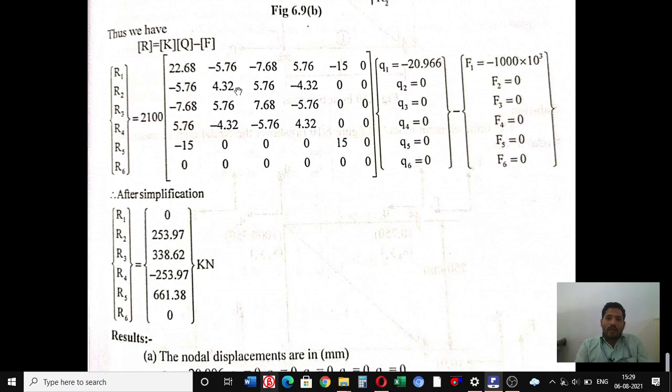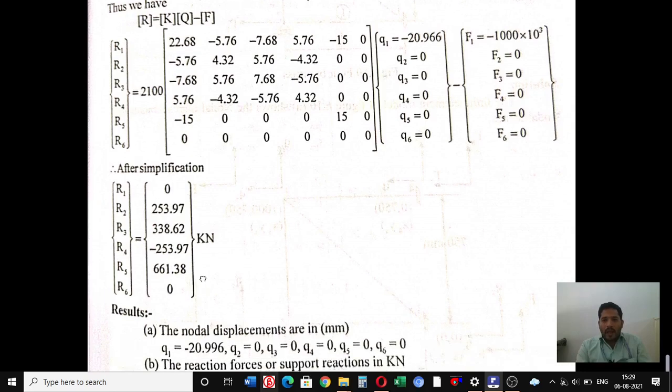So after that, if you simplify this, because you know how to simplify, you just need to multiply this value 22.68 into minus 20.966, then you will get some value. Again, this first column into this first row, this second column into this second row, this third column into this third row, the fourth column into the fourth row, fifth column into the fifth row, and sixth column into the sixth row. You need to multiply, then you will get this answer. After that, again you need to subtract this value, then you will get this. After the simplification, you will get this value.